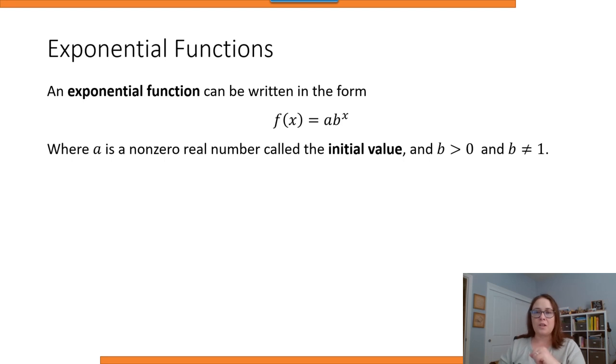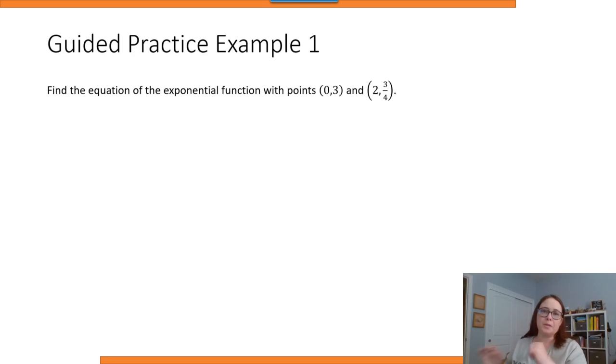And some restrictions on the b is it's got to be a positive number. And so you won't see a base that's negative on your exponent. And b cannot equal 1. That would be a pretty boring function. So we exclude any functions where b equals 1. Okay, so let's play around with these a little bit and see what we can do with them.